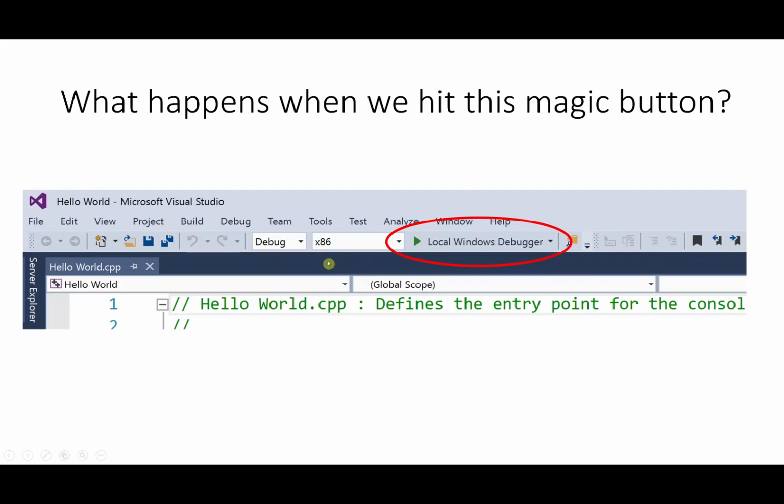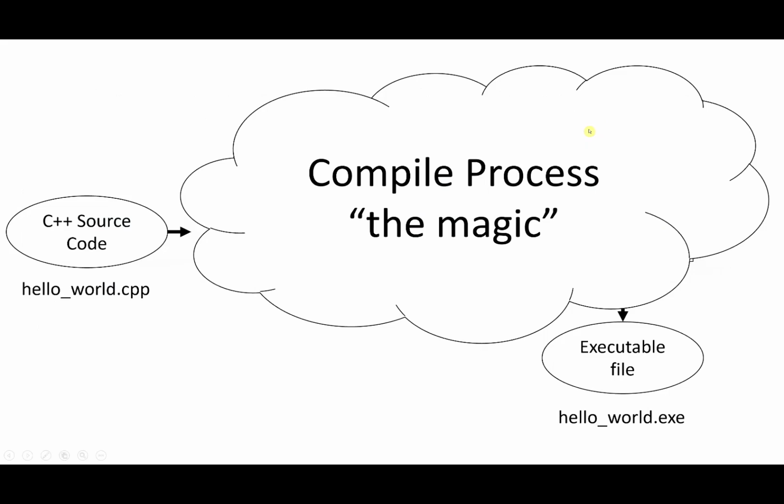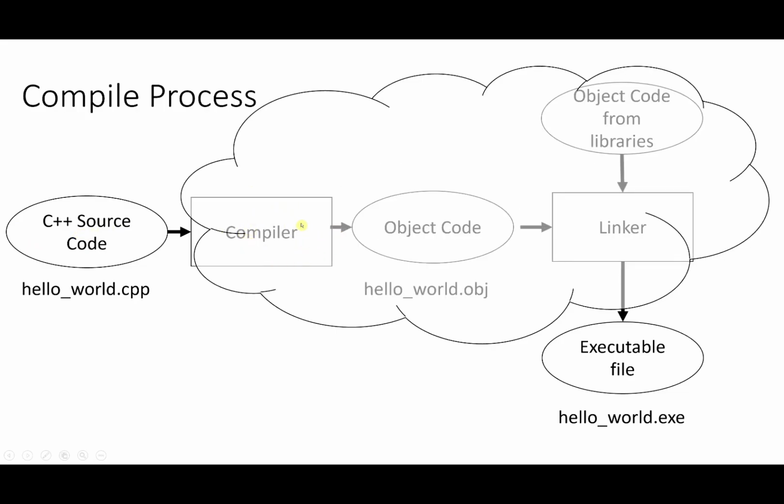Okay, so you saw that we clicked on local Windows debugger, and that little arrow ran our code. So what happened inside? Is it a magic button? What happens inside that magic button? Your source code, the English looking code, is going to be compiled. The output of the whole process is an exe file, an executable file. But what happens when you click run? This happens, the whole thing, like in here.